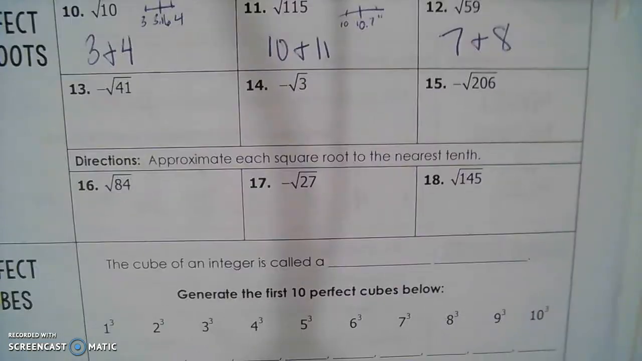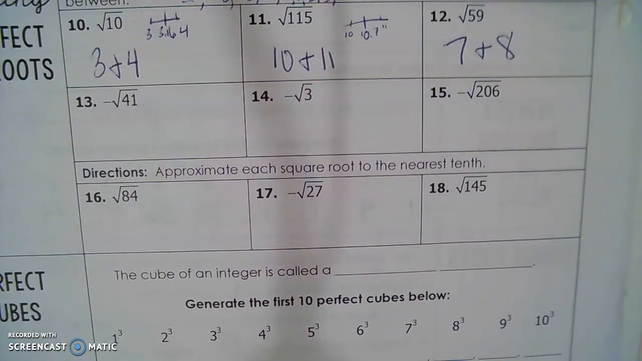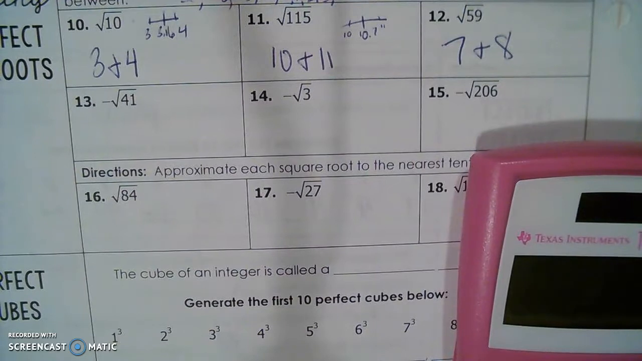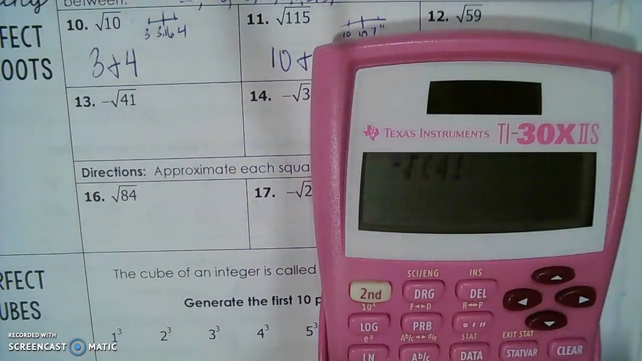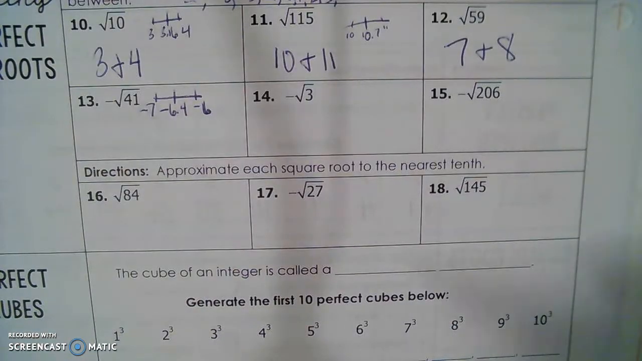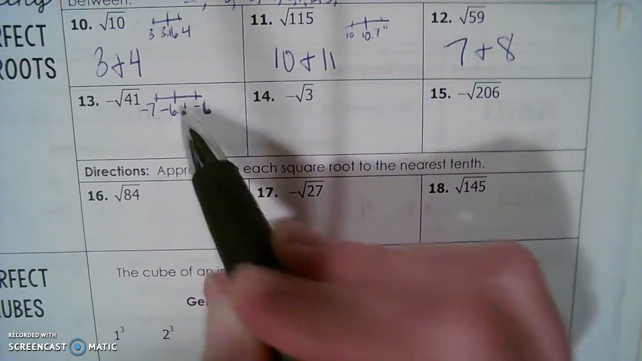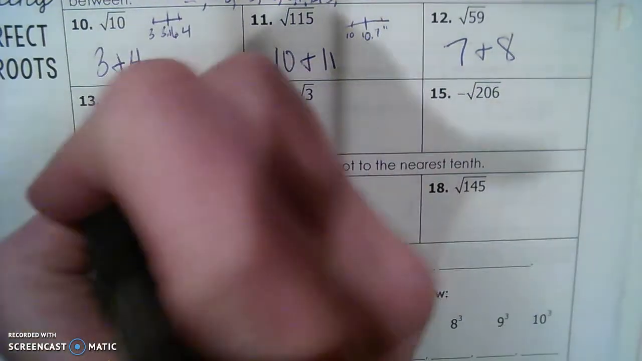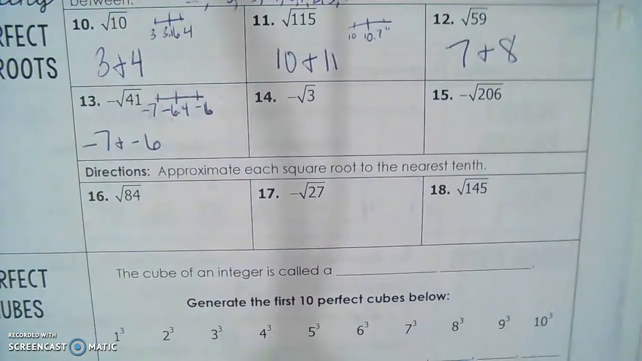Now, when it comes to negatives, it's a little bit trickier. So if you think about negative square root of 41, so you might want to type the negative part in there. Negative 6.4. So most people put -6 and -5, but that is incorrect. Again, if you think of on your number line, -6.4, -7 is here and -6 is there. Okay, so you need to go subtract to go to the left and add to go to the right. So it's between -7 and -6.